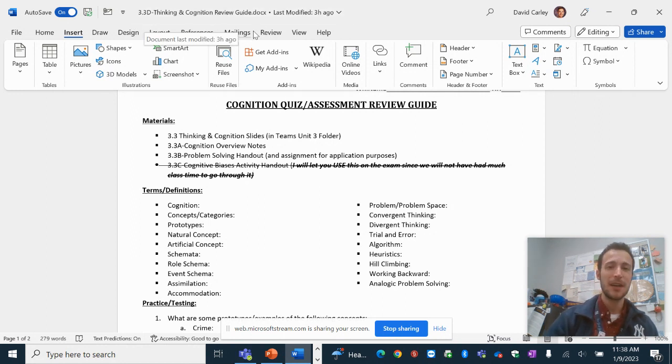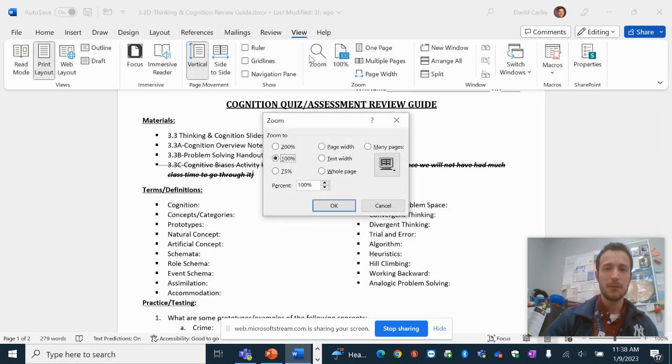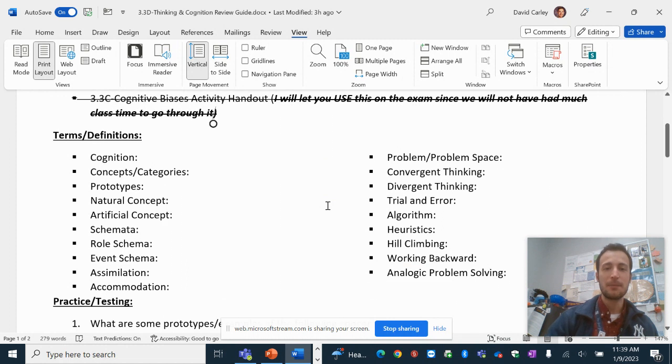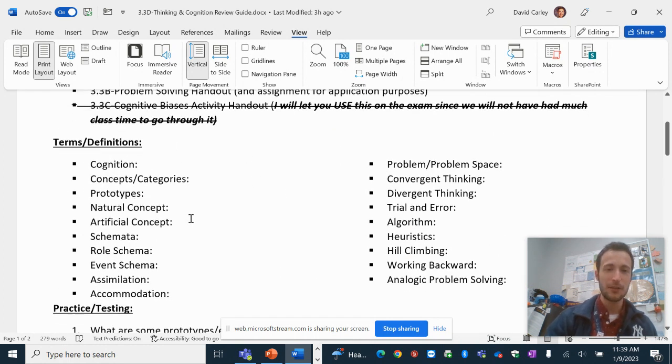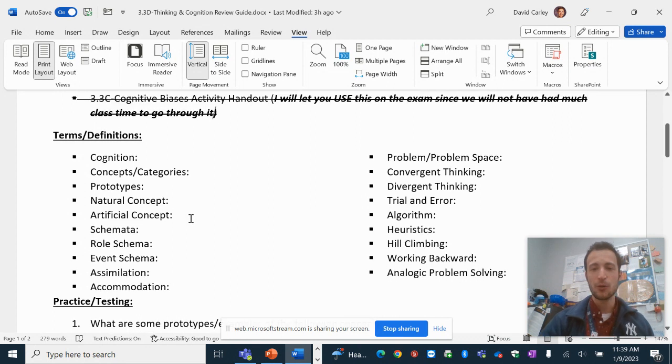So, anyway, let's see. Okay. I'm not going to spend a ton of time going over all the different terms. You can find those easily in the slideshow on your notes handouts. It's not hard to find. If you have questions about it, let me know.